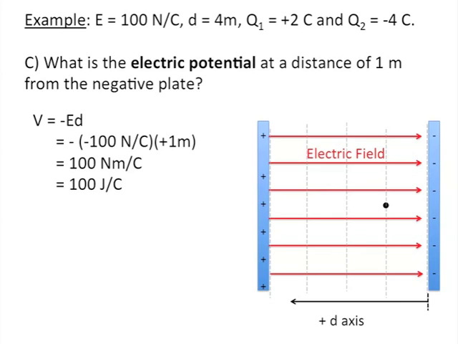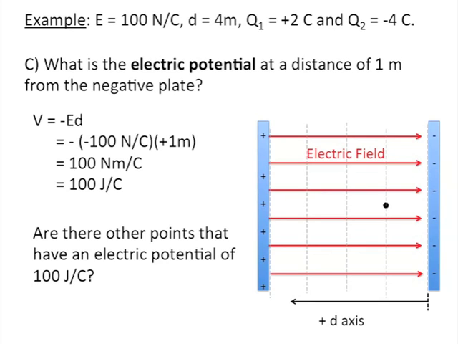So using our equation, we need to put in negative 100 newtons per coulomb for the electric field, and the position is positive 1 meter, and we come out with 100 newton meters per coulomb. You might remember that a newton meter is a joule, and a joule per coulomb is a volt. So once again, we get 100 volts.